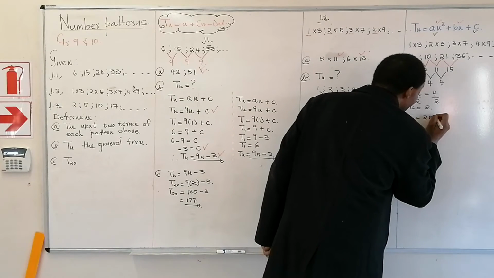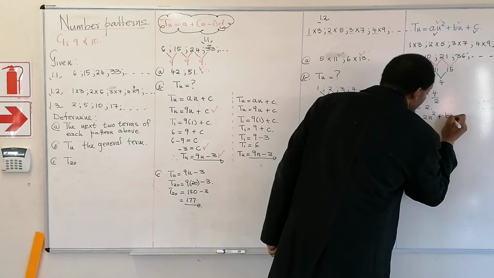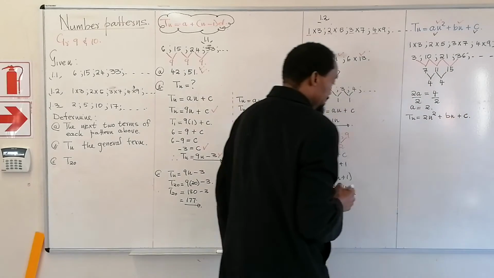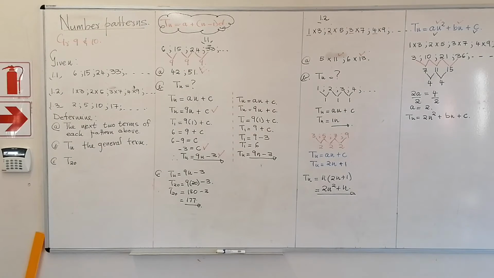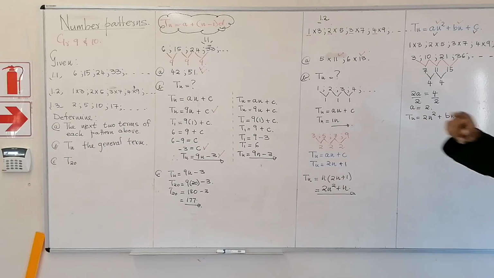It becomes 2n squared plus bn plus c. I've got that. My general term at this stage, after determining the difference, is 2n squared plus bn plus c. Now, I want to determine, because I'm at grade 10 now, either b or c. How do I do that? I go to my pattern there. I use substitution method like we did there.